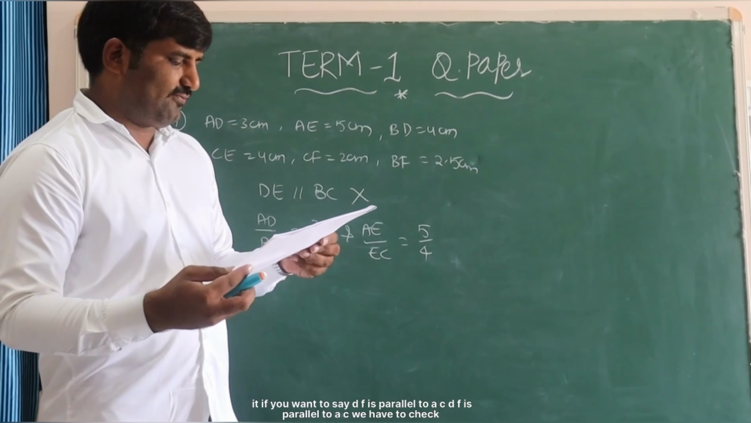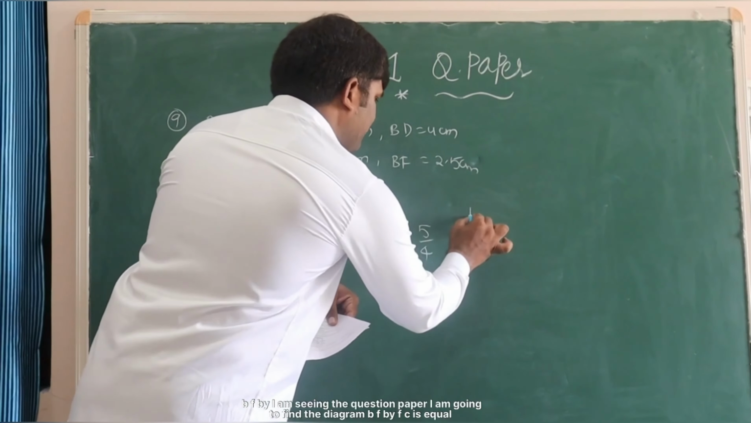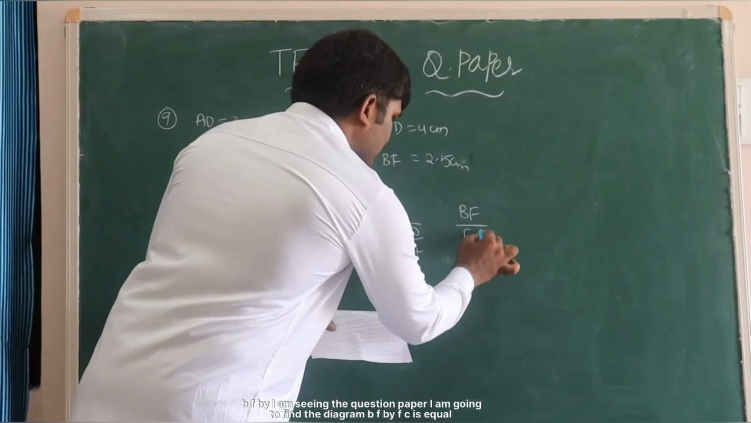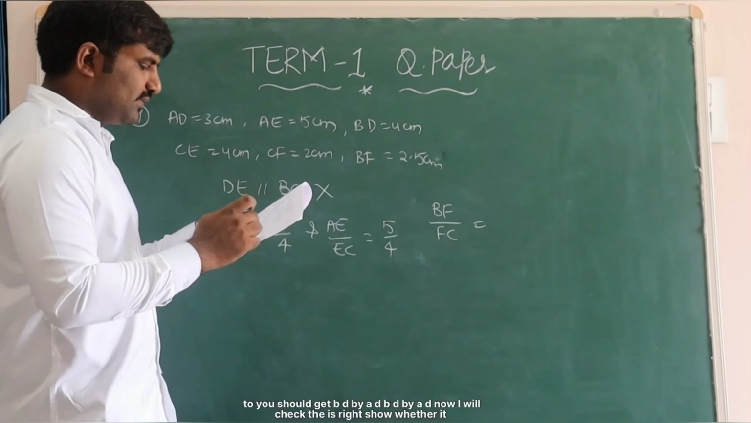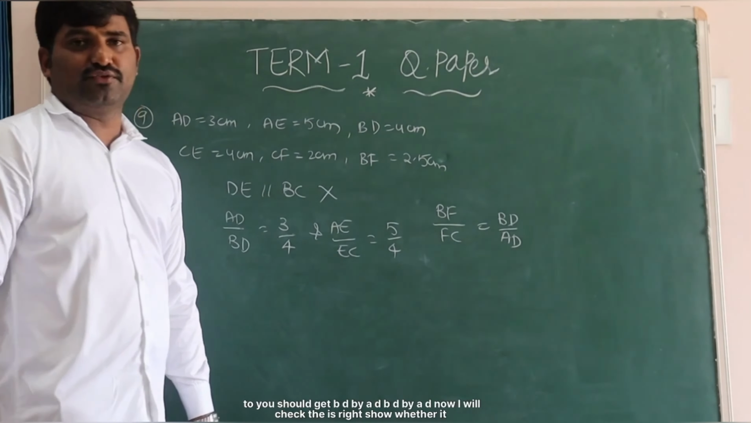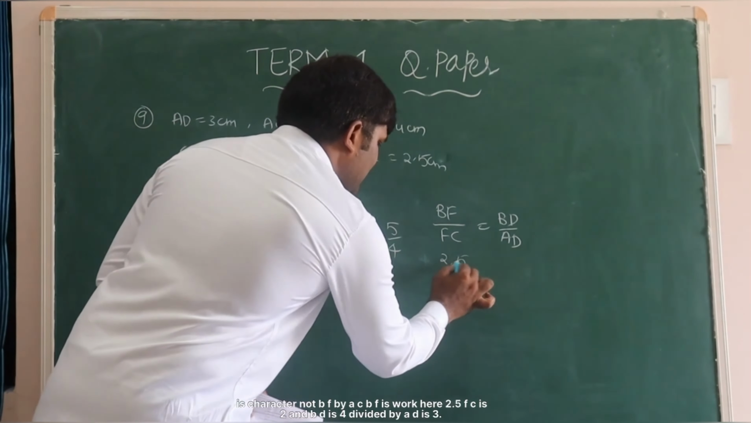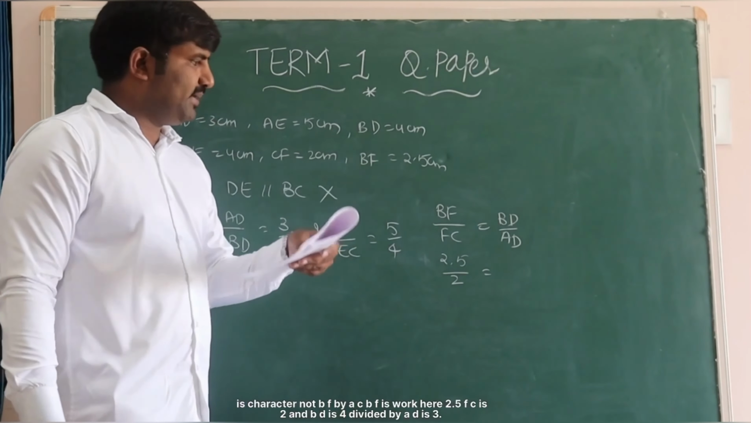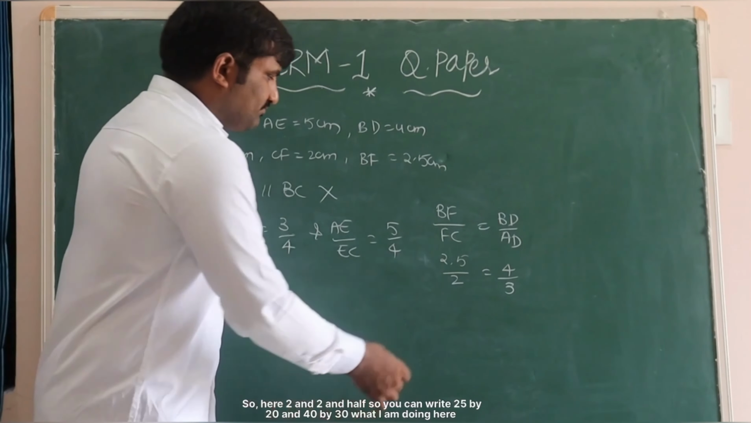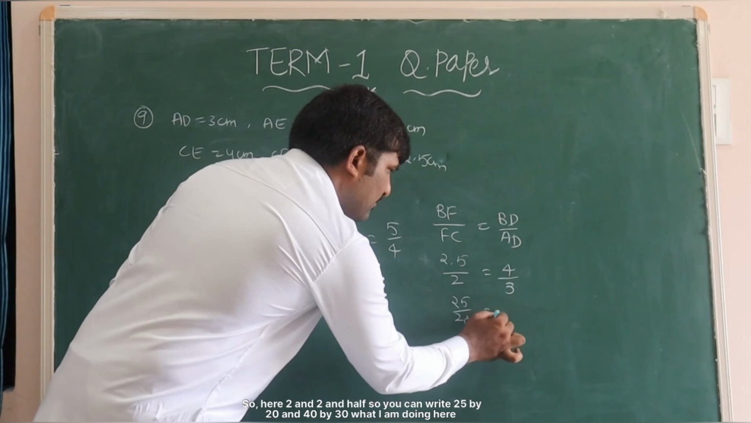If you want to say DF is parallel to AC, we have to check BF by FC, which should equal BD by AD. Now I will check whether this ratio is correct or not. BF by FC: BF is 2.5, FC is 2, and BD is 4 divided by AD is 3. So 2.5 by 2 and 4 by 3.